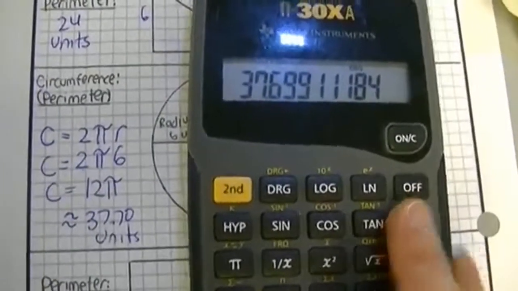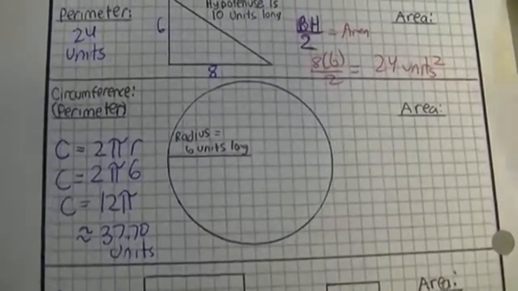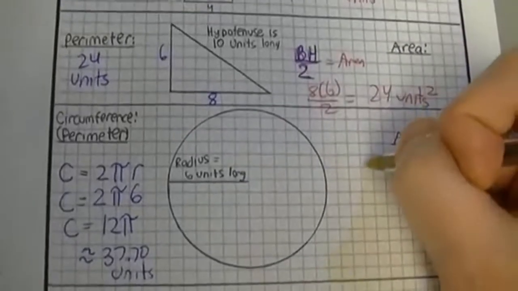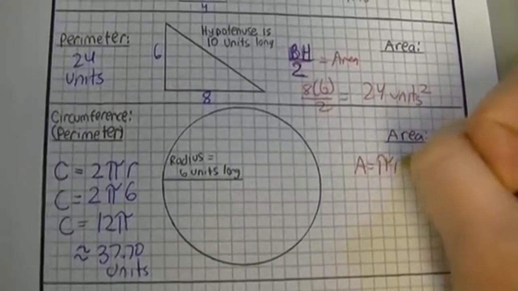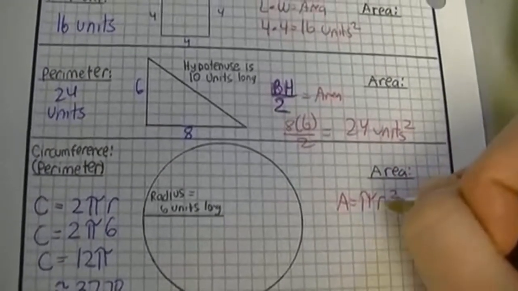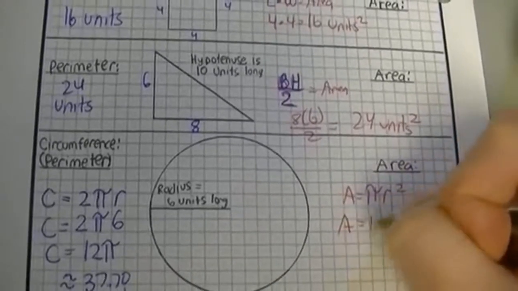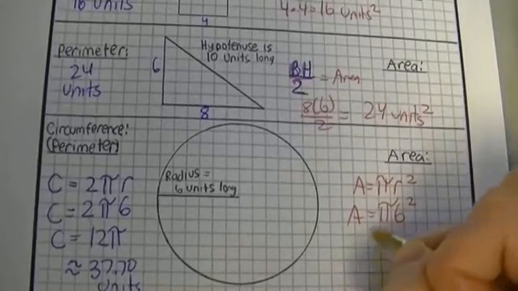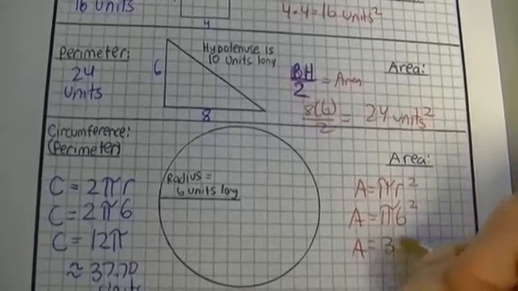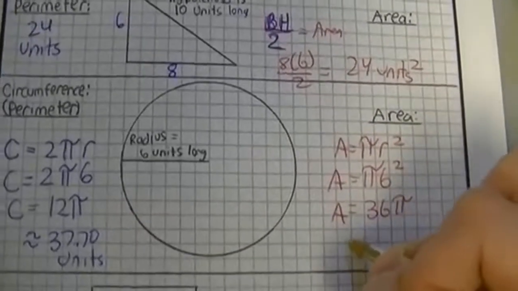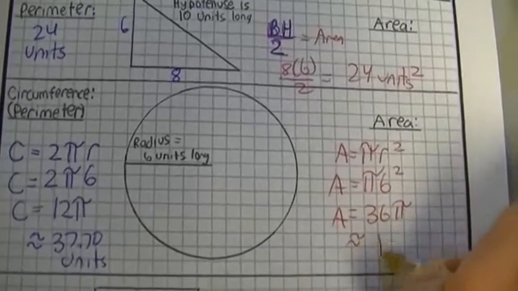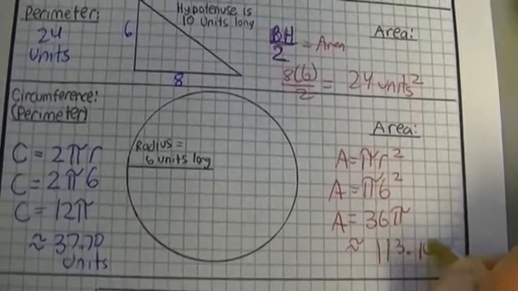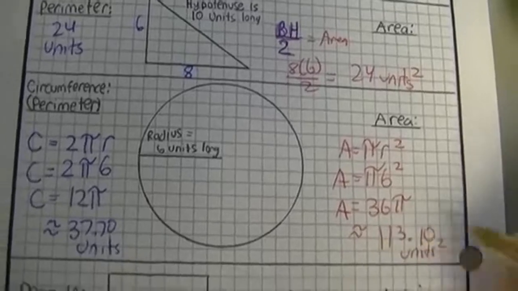Okay. As far as the area goes, you need to memorize that formula. Area of a circle is pi times radius squared, or pi times radius times radius. So area equals pi. The radius is 6. You've got to square that. 6 times 6 is 36. So A is equal to 36 times pi, or approximately 113.10 units squared.